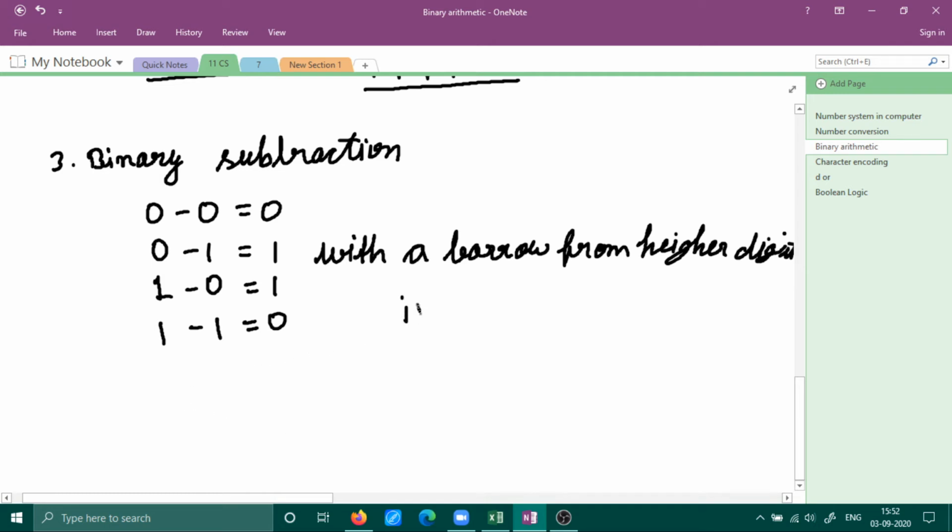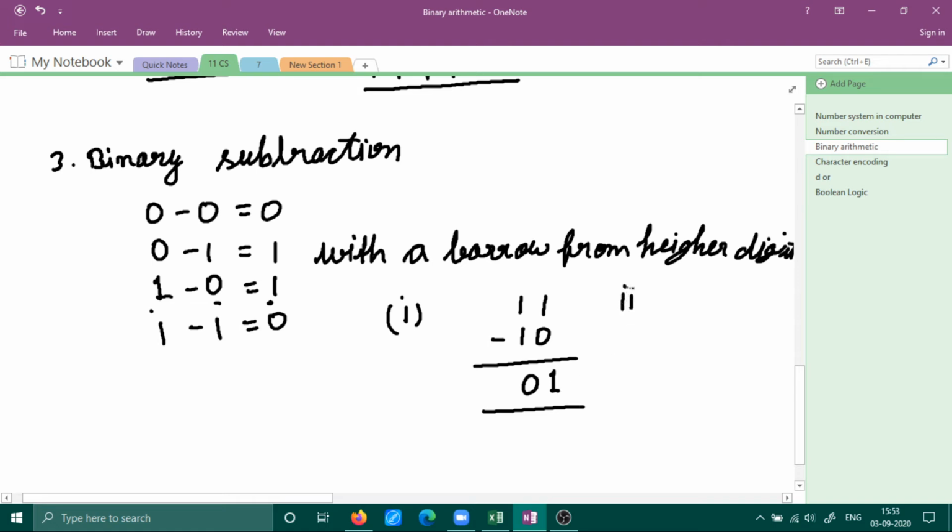So let us understand these rules by some examples. Suppose there is a binary number 11, another number 10, and we have to subtract the second number from the first one. So 1 minus 0, the rule is 1 minus 0 is 1, so here we write 1. Then 1 minus 1 is 0, so here we write 0, and this is the result which we got.